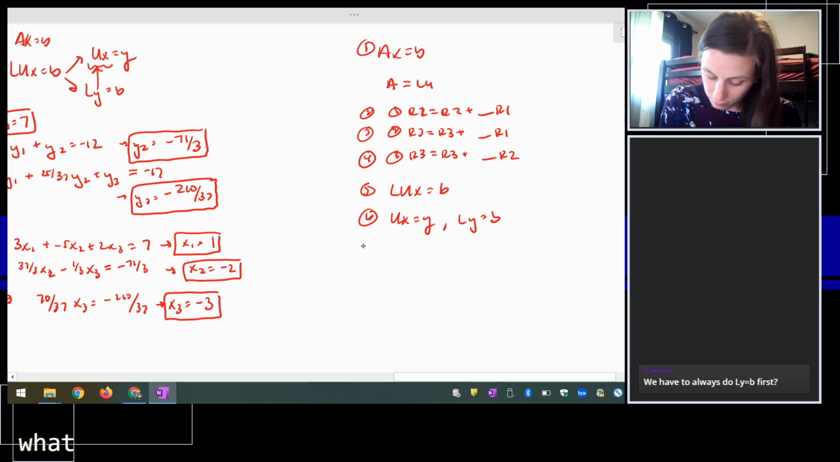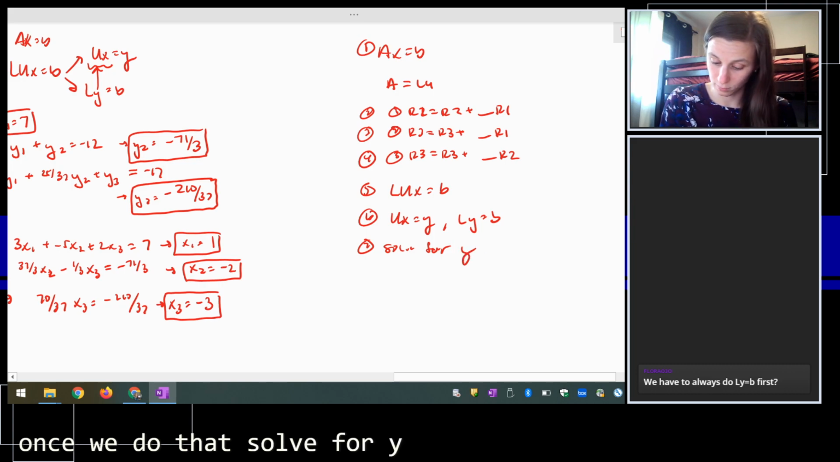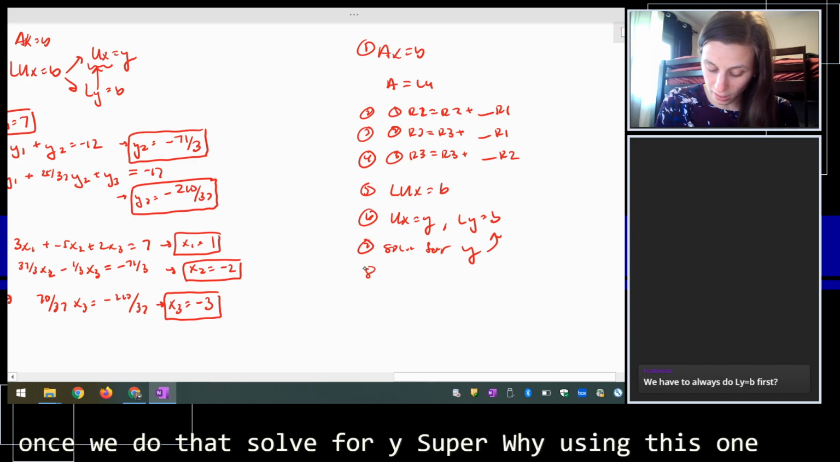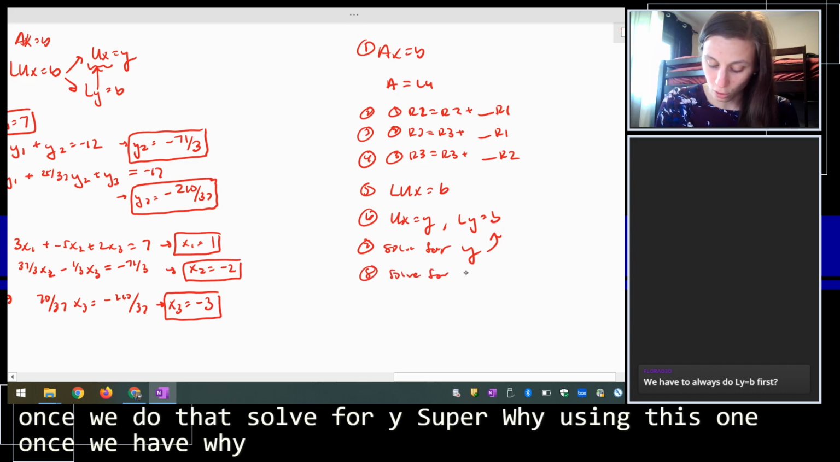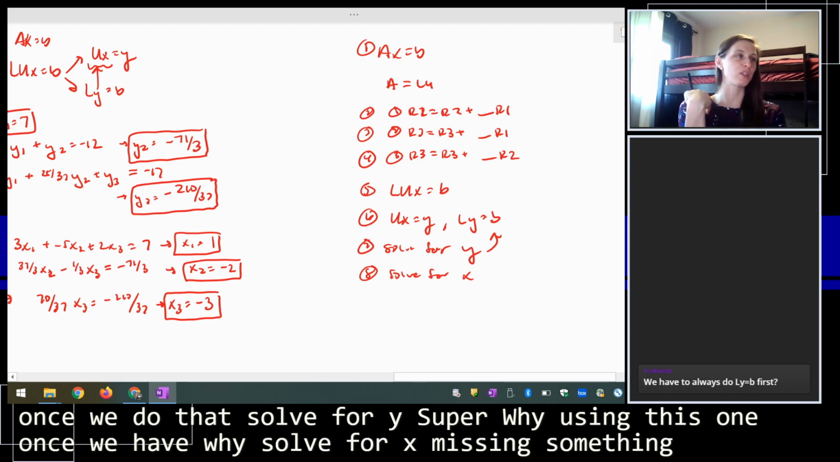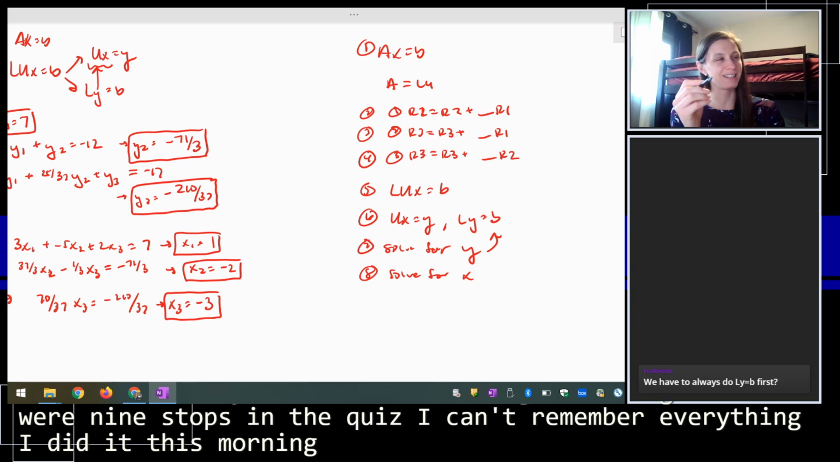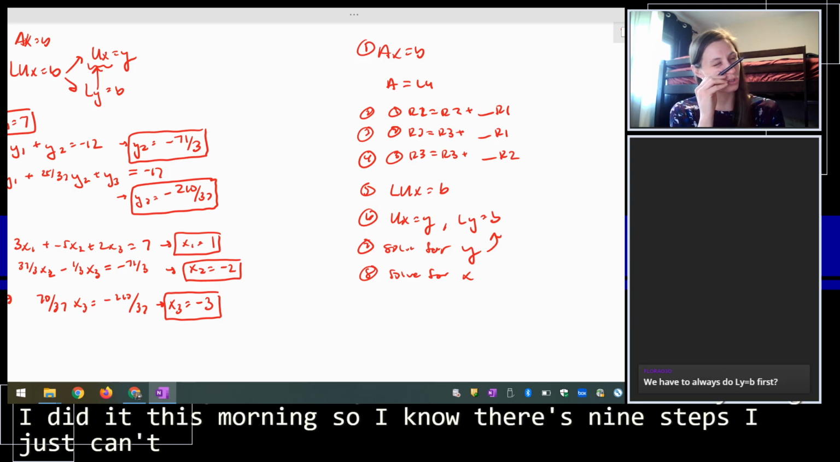Once we do that, solve for Y. Not a Y. Solve for Y using this one. Once we have Y, solve for X. We're missing something. There were 9 steps in the quiz. I can't remember everything. I did it this morning, so I know there's 9 steps. I just can't remember which one I broke apart.